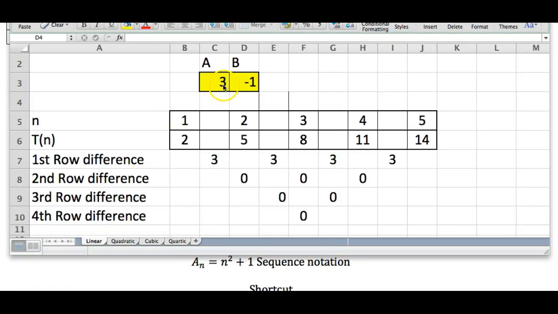Well, I'm going to go back in time for 1 second. This is a little spreadsheet I put together. And so this is linear. I did y equals mx plus b, but I used a and b, so it might mess you up a little bit. This is your slope, and this is your y-intercept. This is the exact sequence that we just had. Now look at the row differences. The first row difference is all 3's.